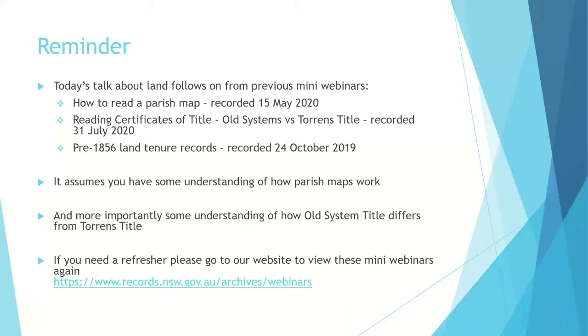So today's talk follows on from previous ones we've given, which were on how to read a parish map, reading certificates of title, old system versus Torrens title, pre-1856 land records. It assumes that you have some understanding of how a parish map works, and importantly, some understanding of how old system title differs from Torrens title. So if you find these concepts a bit difficult, please go back after this webinar and have a look at those prior webinars.